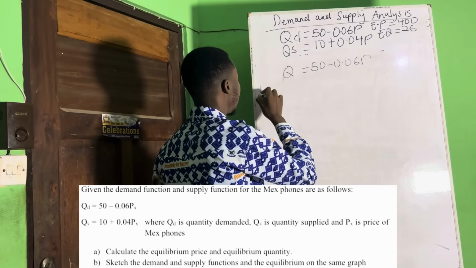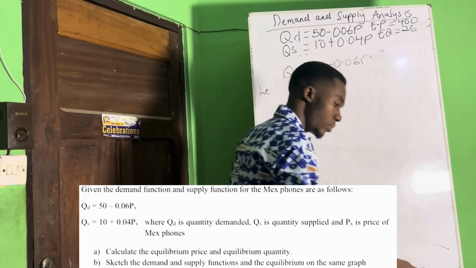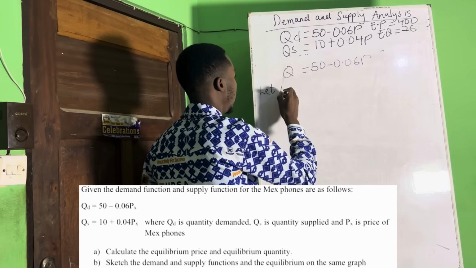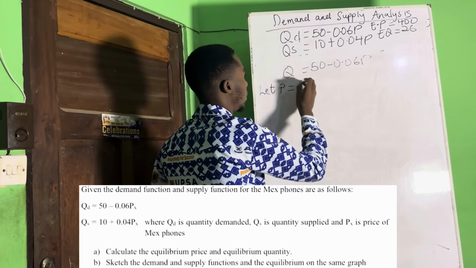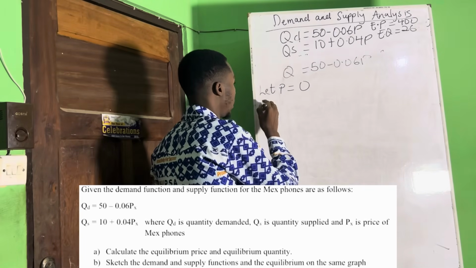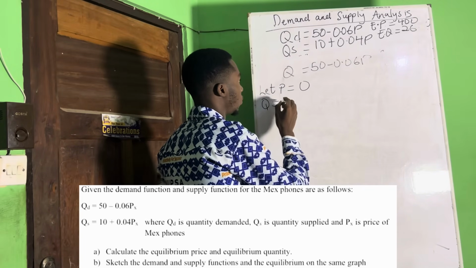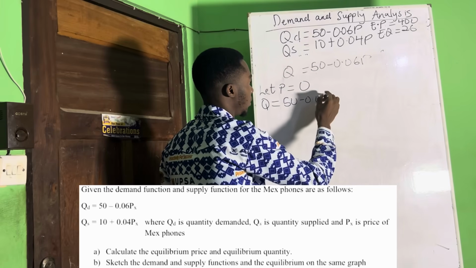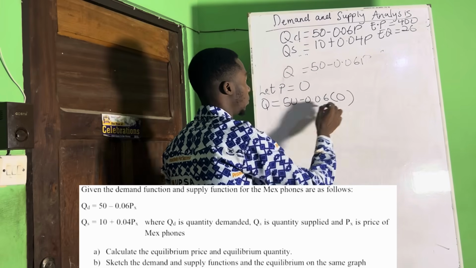So you start, let P be equal to 0. If P is equal to 0, it means you are going to get Q is equal to 50 minus 0.06 into bracket 0.